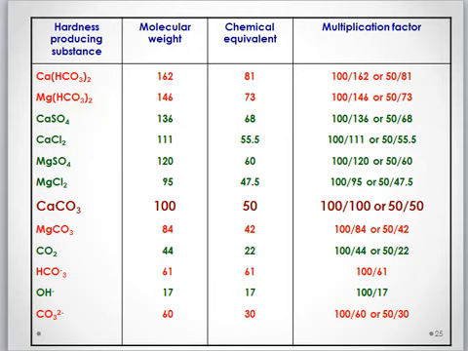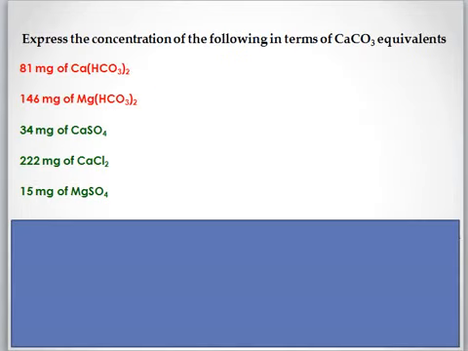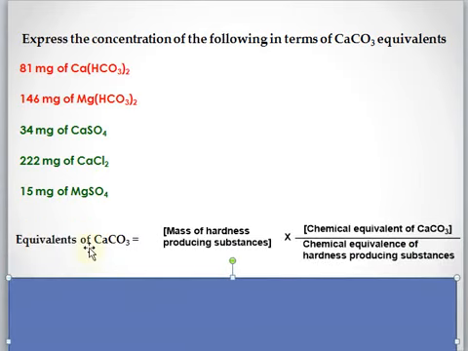Okay. So, let us do some exercise so that we have a clear picture of what we are learning here. Okay. So, here is a question: express the concentration of the following in terms of calcium carbonate equivalence. So, let us take the first one, 81 milligrams of calcium bicarbonate. Okay. So, let us recollect the formula. This is the formula: equivalence of calcium carbonate is equal to mass of the hardness producing substance multiplied by chemical equivalent of calcium carbonate divided by chemical equivalence of hardness producing substance.